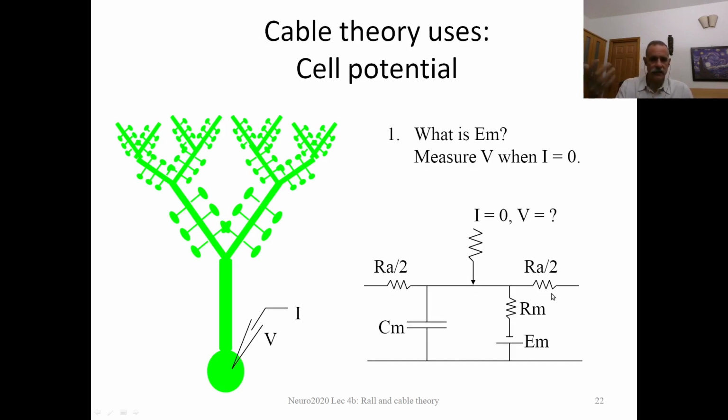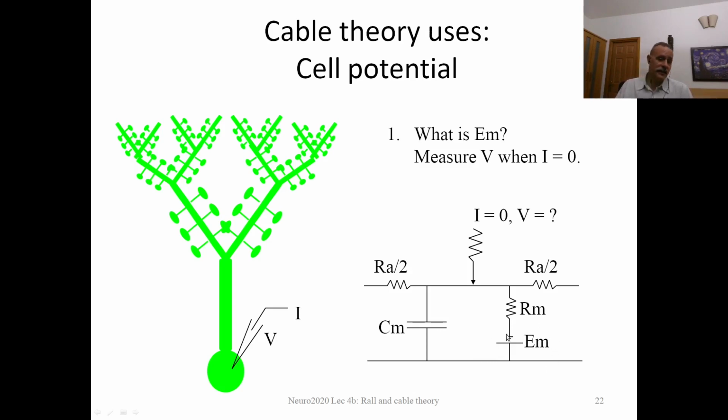Whenever you have these kinds of questions, you should go back and think about your equivalent circuit, and that's what we will do. We apply a current pulse I, and we measure the voltage. And what we're doing in terms of equivalent circuit, we are applying a certain current pulse down here. Now, let's start out. What is EM? What is the resting membrane potential? Yeah, this is something we want to know. How do you get it?